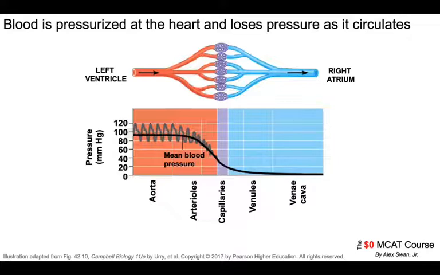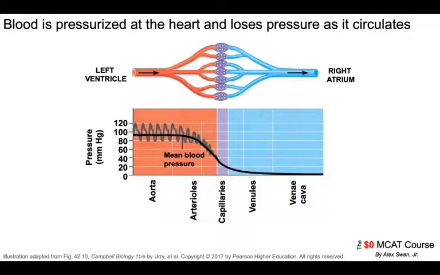But the heart is a huge muscle. It's made up of cardiac muscle cells, to be distinguished from smooth muscle cells and skeletal muscle cells. The heart is made up of cardiac muscle cells that are very, very strong and will pressurize blood as soon as it leaves the heart at the ventricle.